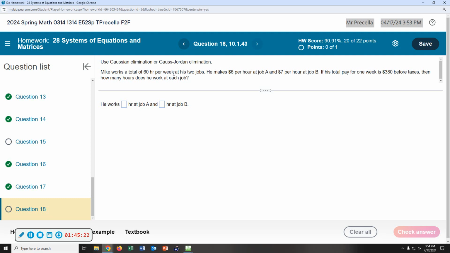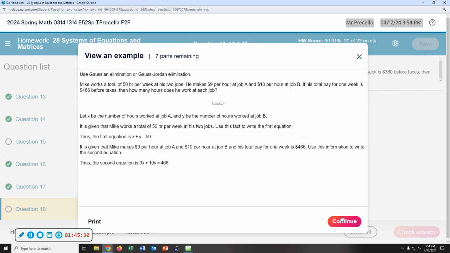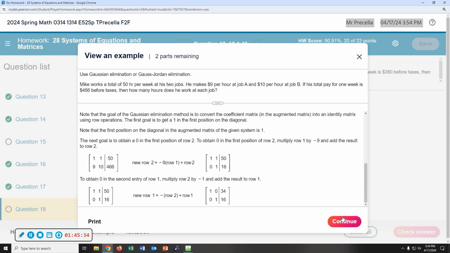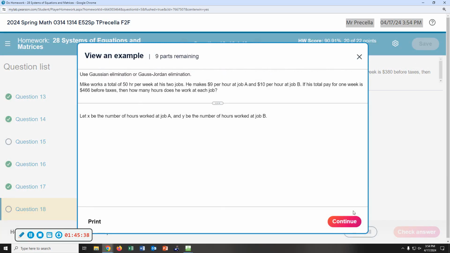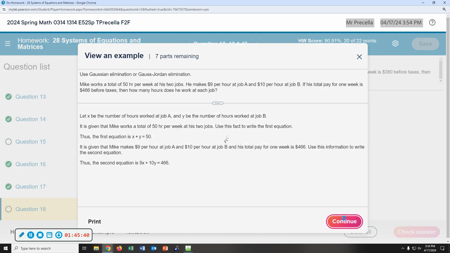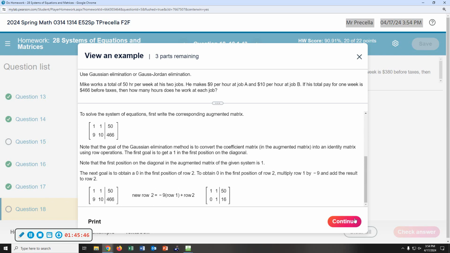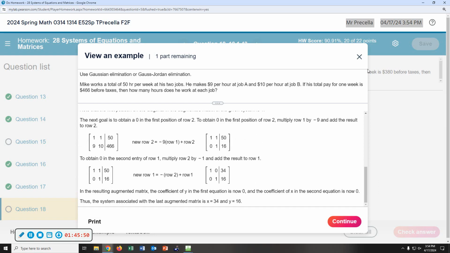Don't view an example because they're trying to get the ones and zeros. Let's see how much detail they are showing, or whether they are saying punch it into your calculator. Oh, you see, they're going through all the detail of how you rewrite everything to get the ones down the diagonal and the zeros above and below. Yeah, that's too much effort.